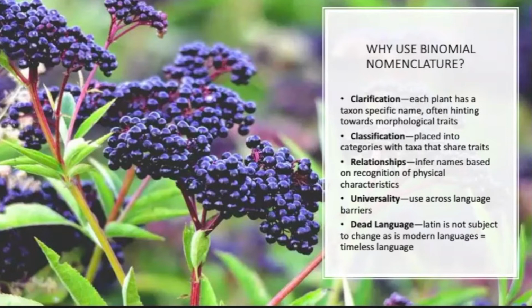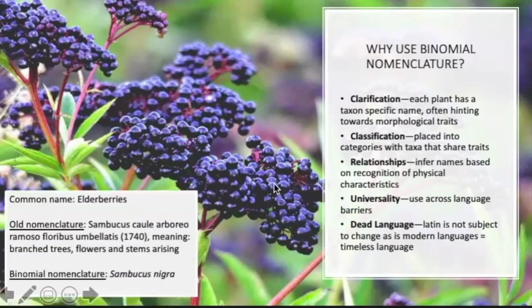If we look at the old nomenclature here for this beautiful organism in the background, the elderberry, common name elderberries, which was classified in 1740 as seen here, you can see that it almost looks like a sentence. It's a very old method that was time consuming. It was exhaustive to try to remember the length of that name. This name in itself means branch trees, flowers, and stems arising. I mean, that's basically a sentence.